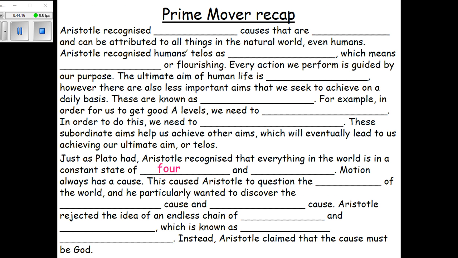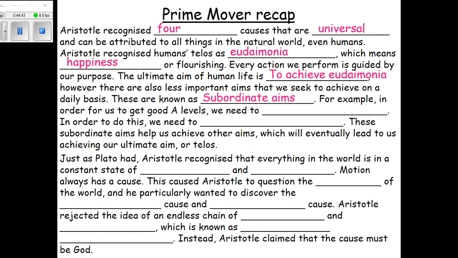So Aristotle recognized four causes that are universal and can be attributed to all things in the natural world, even humans. Aristotle recognized humans' telos as eudaimonia, which means happiness or flourishing. Every action we perform is guided by our purpose. The ultimate aim of human life is to achieve eudaimonia. However, there are less important aims that we seek to achieve on a daily basis. These are known as subordinate ends or subordinate aims. For example, in order for us to get good A levels, we need to go to school. In order to do this, we need to get on the bus each day. These subordinate aims help us achieve other aims, which will eventually lead us to achieving our ultimate aim, or telos.